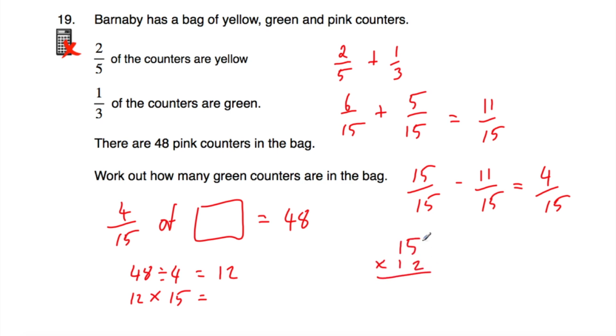Okay, so 2 times 5 is equal to 10. So put a 0 down, carry a 1. 2 times 1 is equal to 2, plus 1 is equal to 3. So 2 times 15 is equal to 30.